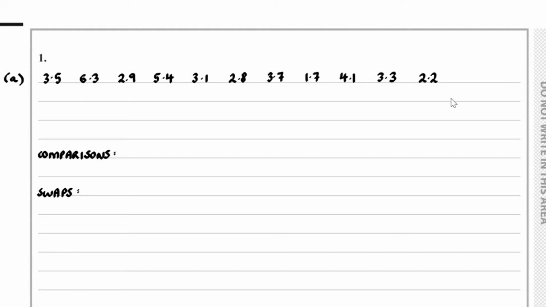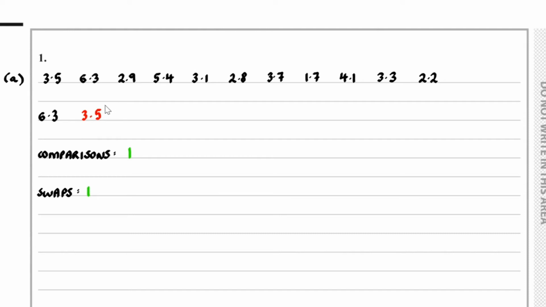Here we have our original list of numbers. We will make a note of the number of comparisons and the number of swaps. We first of all compare the 3.5 with the 6.3. So that's one comparison. Do they need swapping? Yes, they do. So we have one swap. So 6.3 goes here, and for a moment, let's temporarily place 3.5 here.